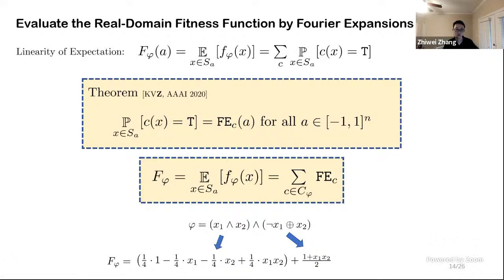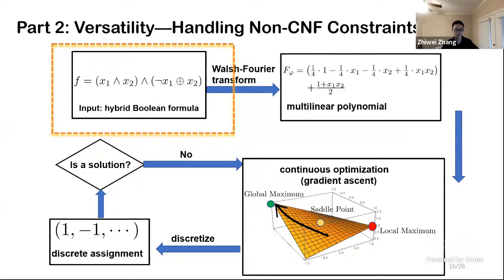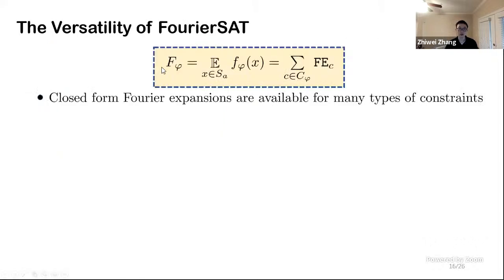So here finished our first part, and the second part is about versatility. Since we are motivated by handling non-CNF constraints, we will see how we do it. Recall that our fitness function can be rewritten as the sum of Fourier expansions. So if we have a new type of constraint and we know the closed form Fourier expansion of that constraint, then we're good. But for what type of constraint can we do it?